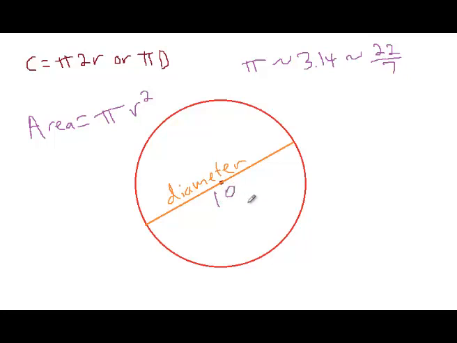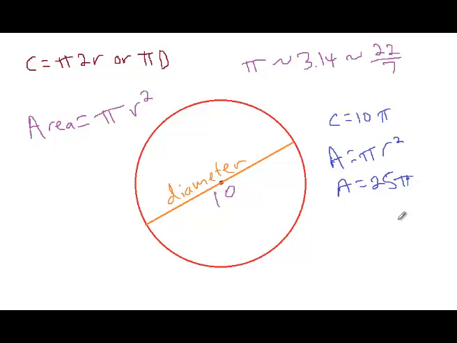So let's say, for example, the diameter is 10. Now I ask you to give me both the circumference and the area. Well, the circumference is easy. 10 times pi, 10 times 3.14, about 31.4. The area is pi r squared. What's the radius? Well, not 10. 10 is the diameter. The radius is only half that. So that's 5. 5 squared is 25, so the answer is 25 times pi.